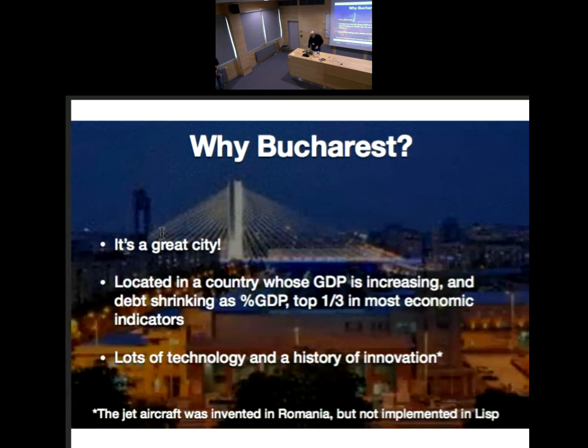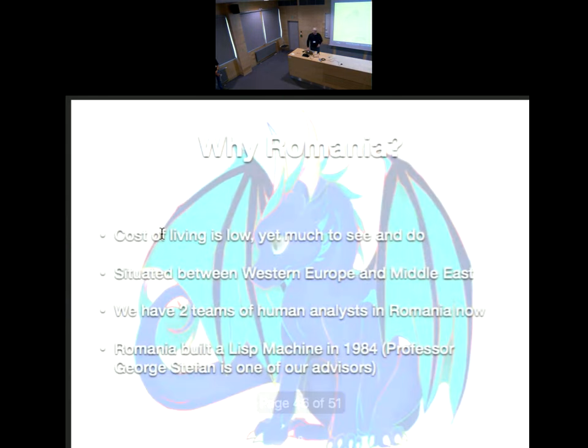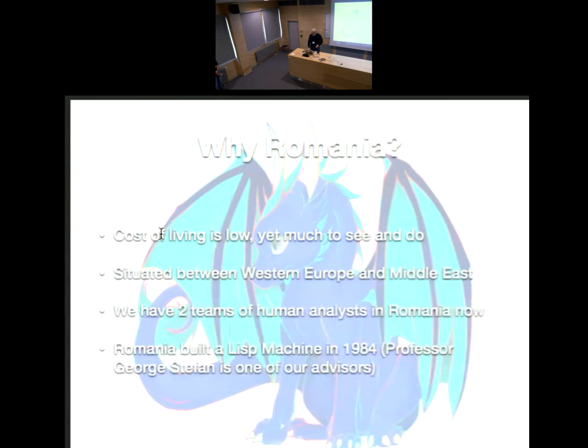So Romania is a country whose debt is shrinking as a percentage of GDP. That makes it in the vast minority. The cost of living there is excellent. It's situated between the Middle East and Europe, which is one of the reasons we picked it.